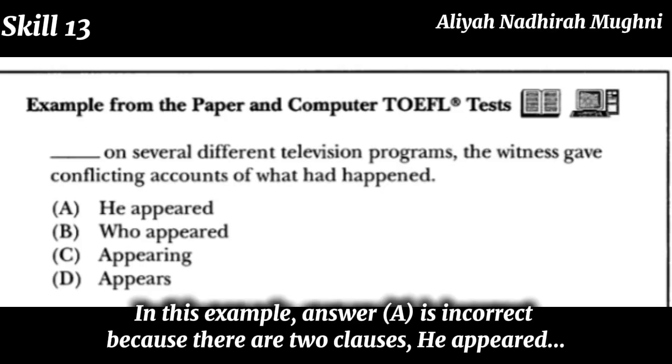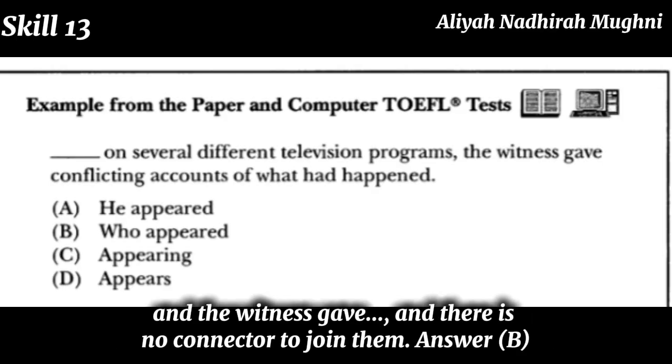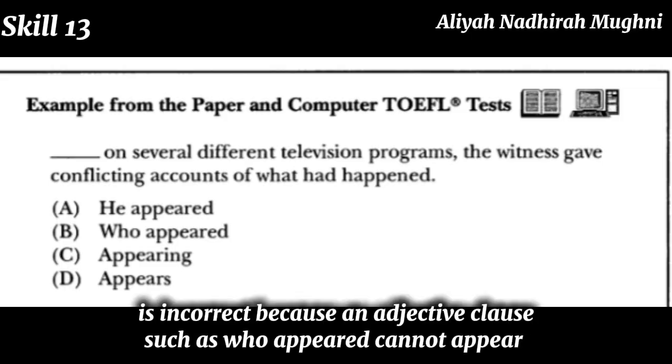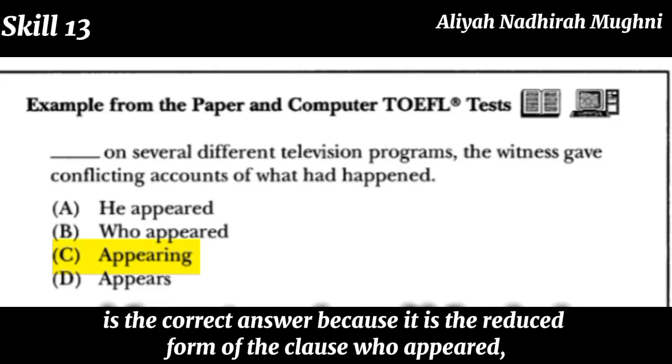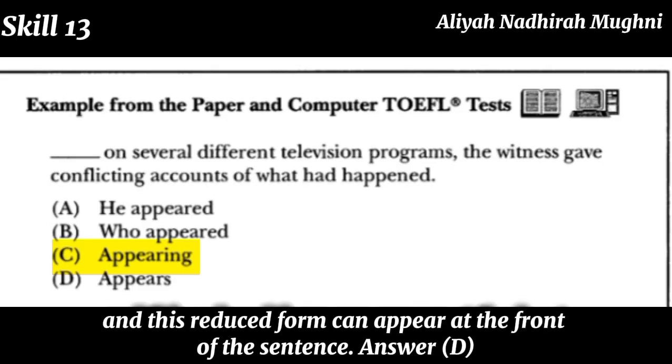In this example, answer A is incorrect because there are two clauses, he appeared and the witness gave, and there is no connector to join them. Answer B is incorrect because an adjective clause such as who appeared cannot appear at the beginning of a sentence unless it is a reduced form. Answer C is the correct answer because it is the reduced form of the clause who appeared, and this reduced form can appear at the front of the sentence.